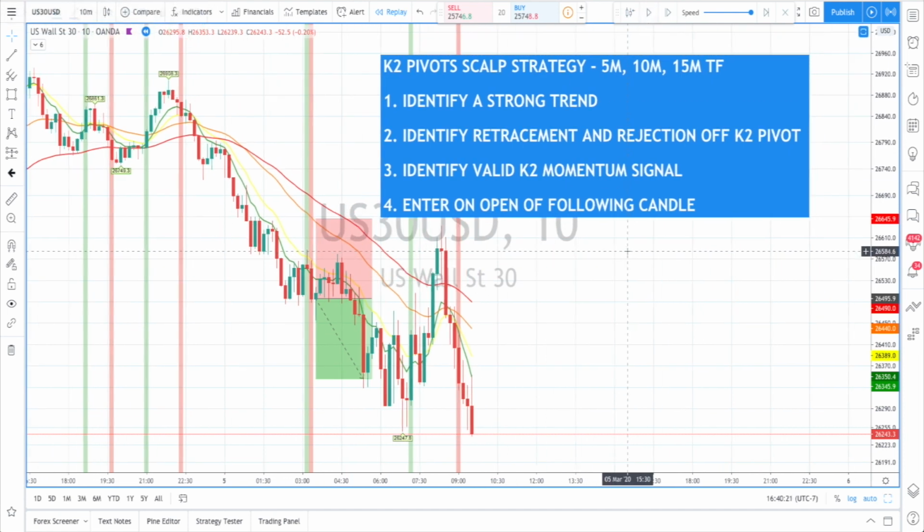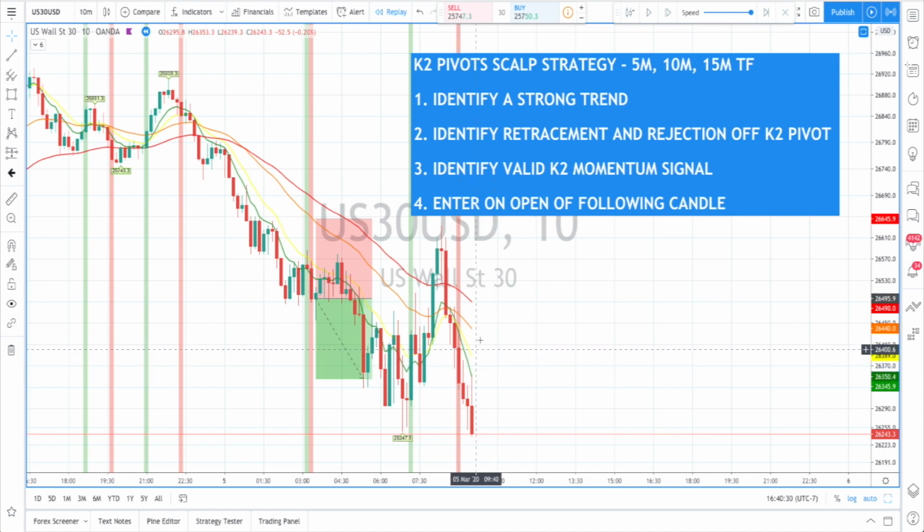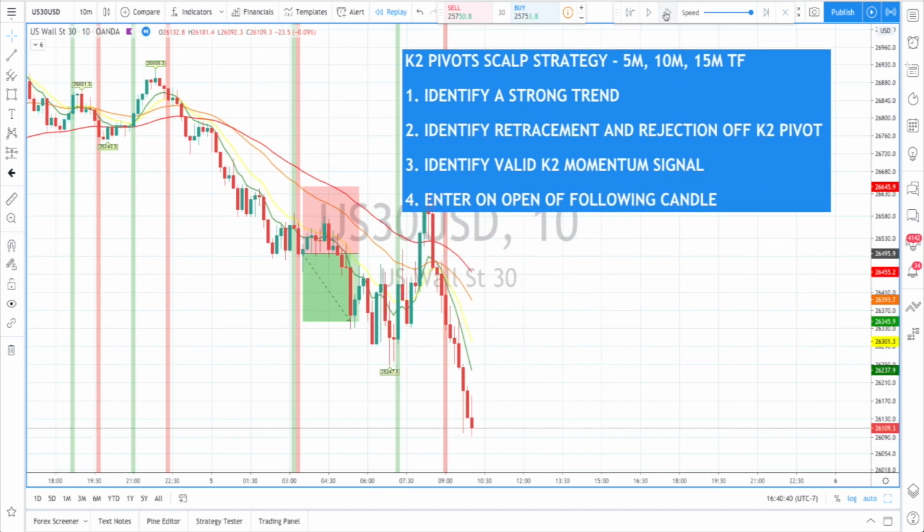Look for another one. Okay, so first requirement, identify a strong trend. Again, right here, we see that all the K2 pivots are angling downwards, and they're pretty spread out. We have level 1, level 2, level 3, and level 4. So we've identified a strong trend downwards. Next, we want to identify a retracement and rejection off the K2 pivot zone. Let's move forward. So since we have requirement 1, we're looking for requirement 2 now.